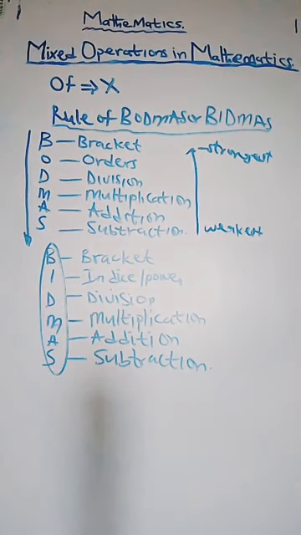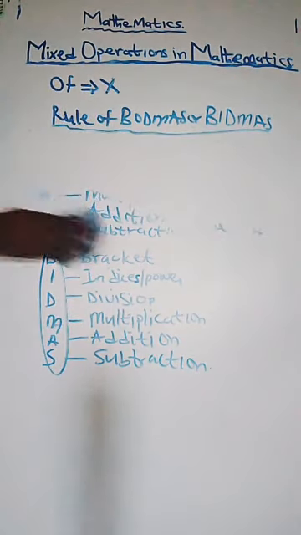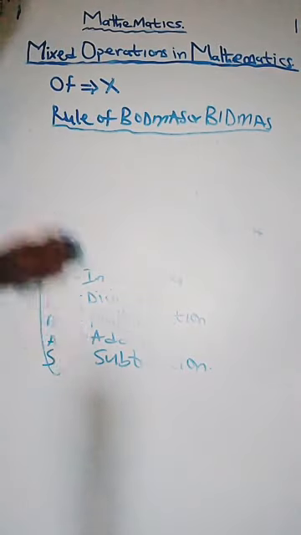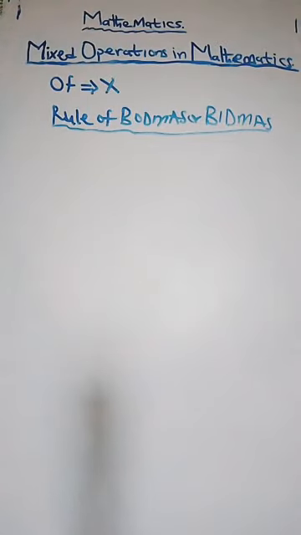And what is this thing actually telling us? It's telling us that in a question, you have to solve bracket first, followed by others, followed by division, multiplication, addition, and subtraction. The same thing here. You go with bracket first, indices or power, division next, followed by multiplication, addition, and subtraction. So it's just telling you the order of operations in mathematics, like a guide to help us to the correct answer.